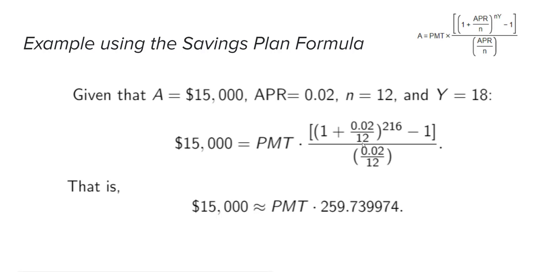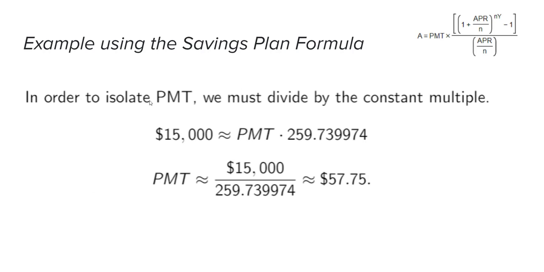In fact, if you could use the answer button on your calculator instead of typing a number this lengthy in, that would be ideal. So to isolate PMT, we divide both sides by that constant multiple, and I have that PMT is approximately $57.75.